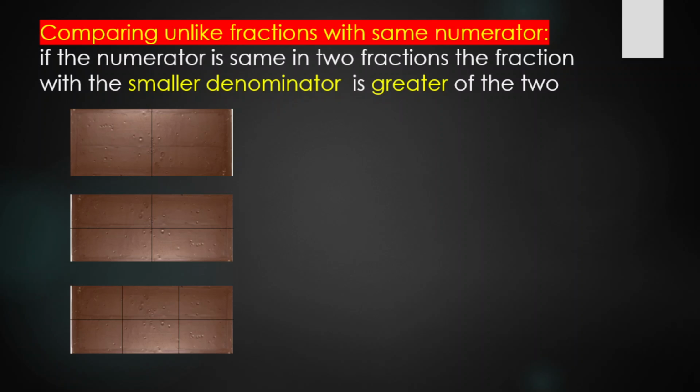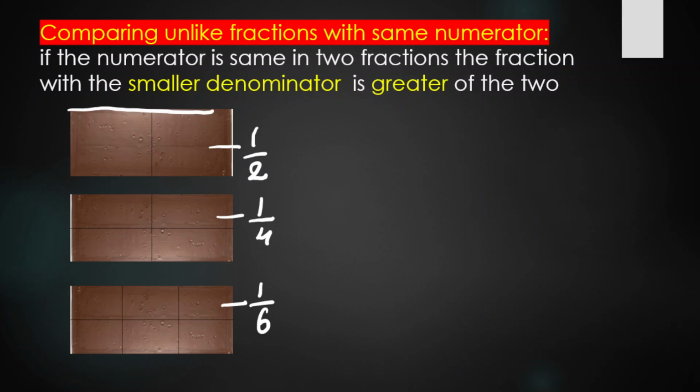Here the whole is divided into two equal parts and let me write the fraction for each part. Here the fraction becomes 1 by 2. And here the whole is divided into 4 equal parts and let me write the fraction for each part. Here the fraction becomes 1 by 4. And here the whole is divided into 6 equal parts and the fraction for each part becomes 1 by 6 because the whole is divided into 6 equal parts.